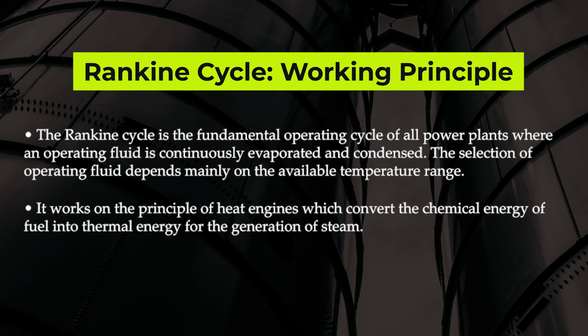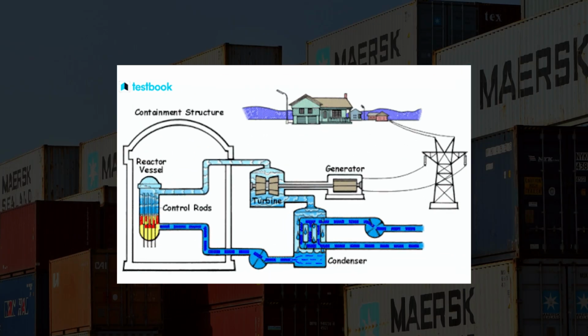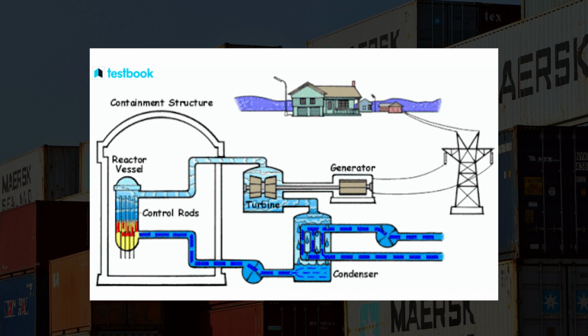In this slide we can see a working model of a Rankine cycle, where we are able to see the various components, like the condenser and control rods. This is basically a boiler, and then we go to the turbine and generator. Ultimately, using this Rankine cycle, we will be able to get power in the form of electricity, which may be used for domestic as well as industrial purposes.